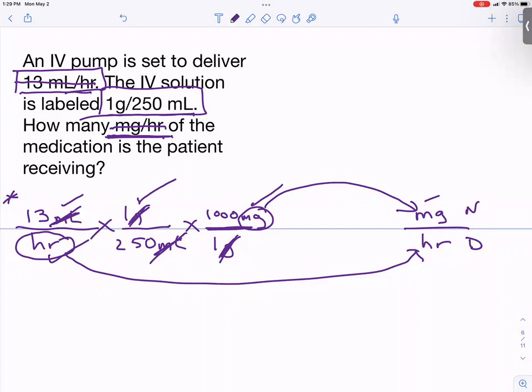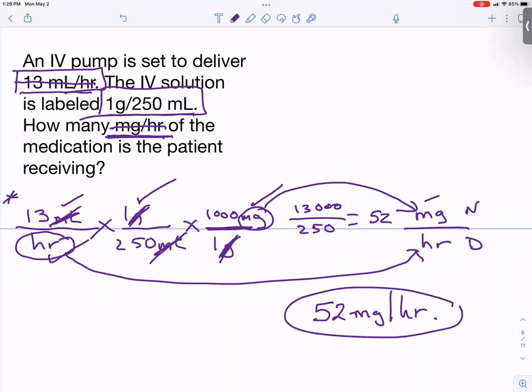So 13 times 1 times 1,000 is 13,000. And 250 times 1 is 250. When I divide 250 into 13,000, it gives me 52. So the answer on my answer sheet will be 52 milligrams an hour. So what does this mean? It means that the order to deliver 13 milliliters an hour is also giving the patient a strength and a dose of 52 milligrams an hour.